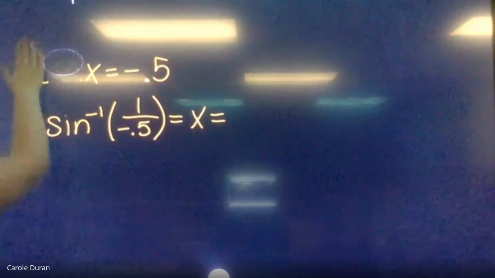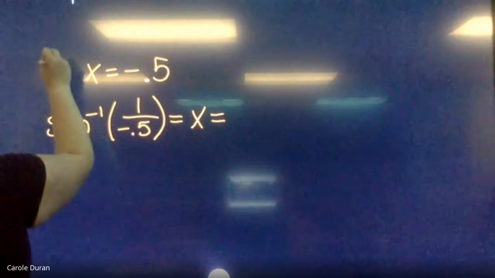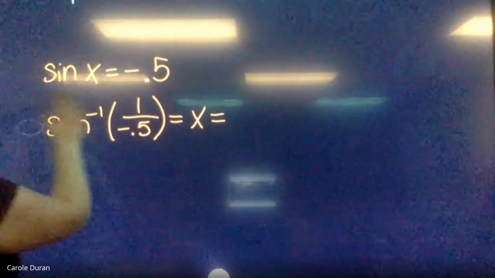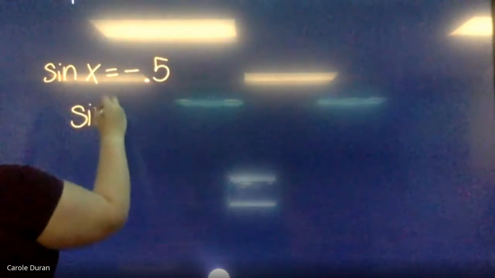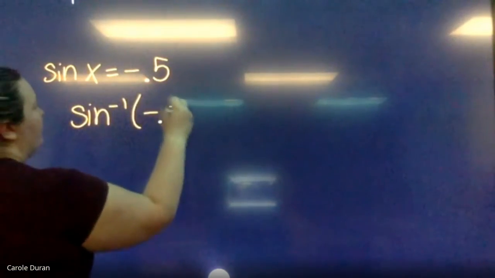But if I changed my function to be sine of x now, same thing? Could I still solve it? Yes, you can. What inverse would I use? I would use sine inverse of negative 0.5, and I get my angle, negative 30. You switched this. Okay, but you have a negative. You can have a negative angle, that's 100% okay.